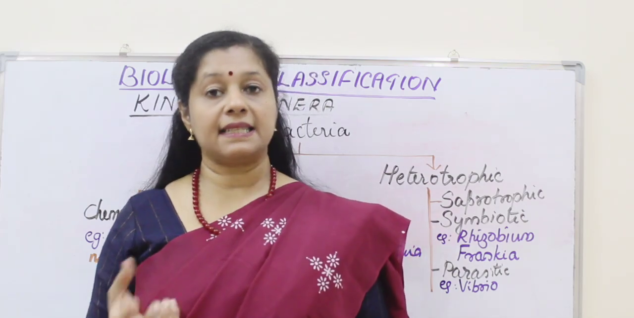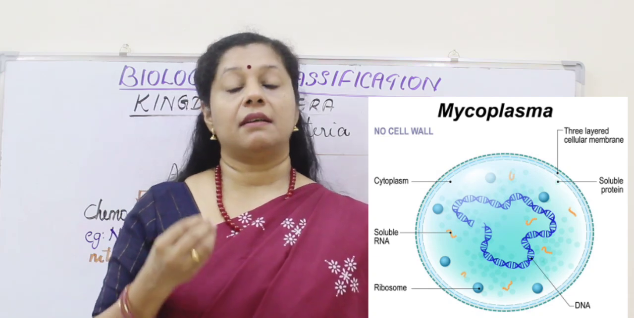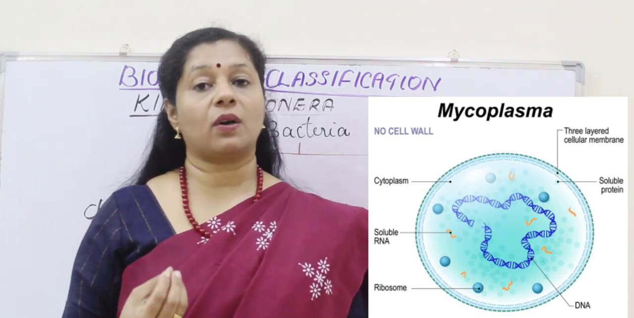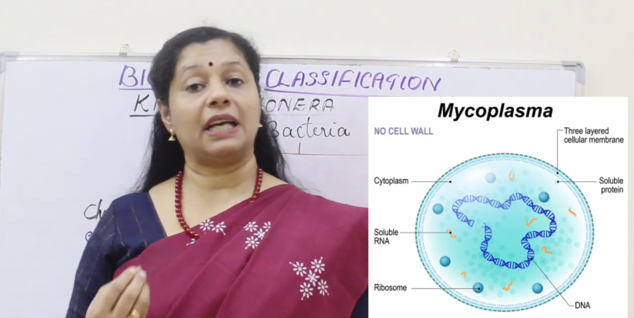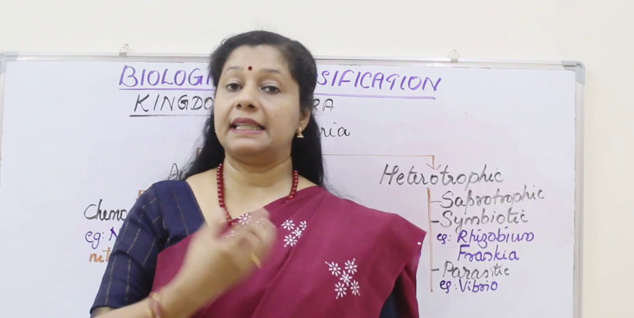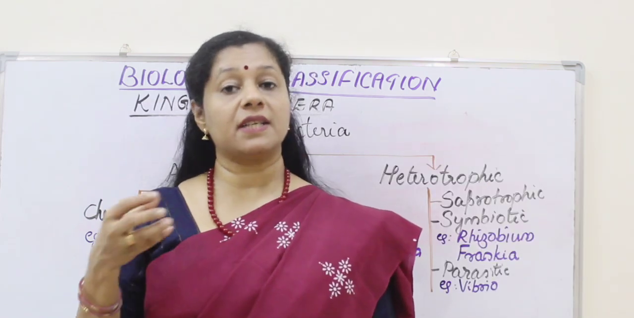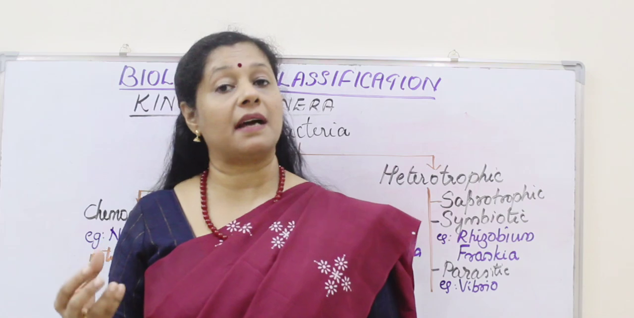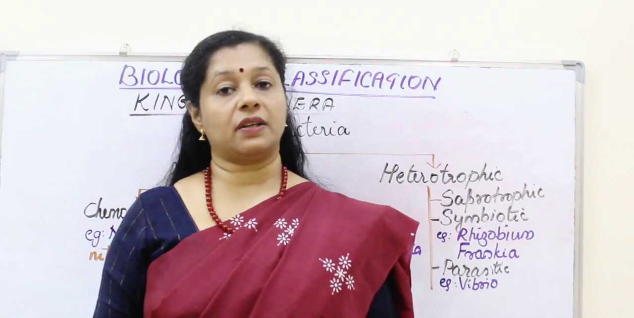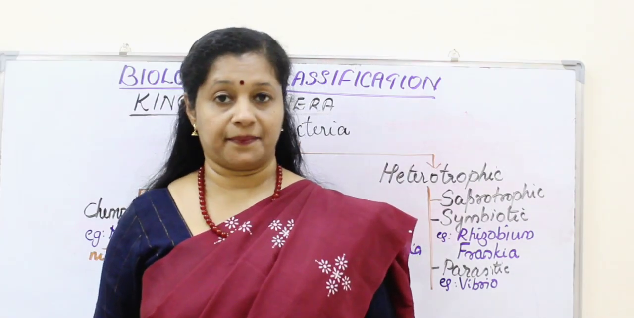They cause diseases like walking pneumonia. And previously these Mycoplasma were called PPLO, pleuropneumonia-like organisms. They can either live as saprotrophs or they can live as parasites causing diseases to plants and animals. Another unique feature is they can live without oxygen.